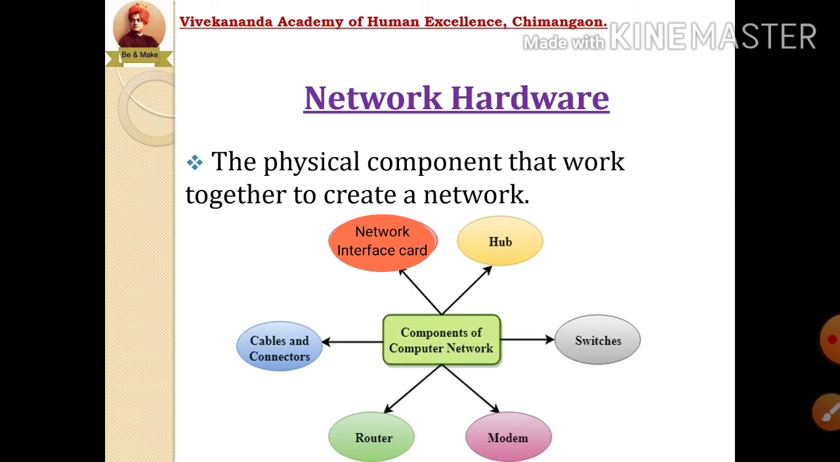So here I have shown you the diagram of components of a computer network. Whenever we are going to form a computer network, we need to add a hub, switches, modem, router, cables and connectors, and network interface card. So these are the things that we require to add up over here. Now we are going to learn all these components one by one.